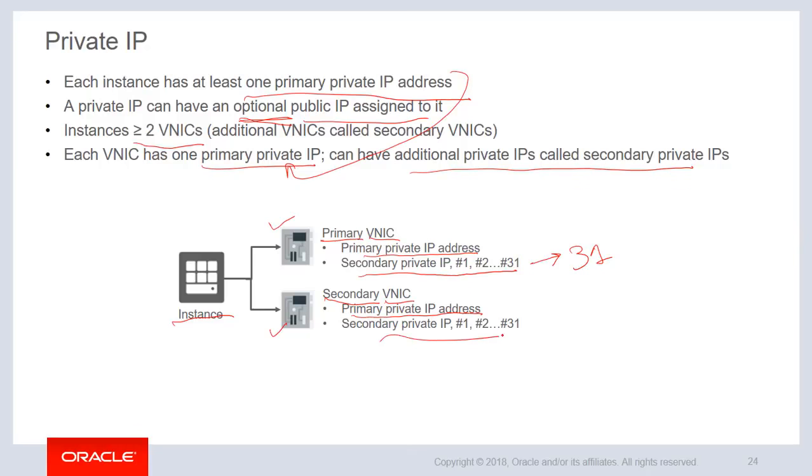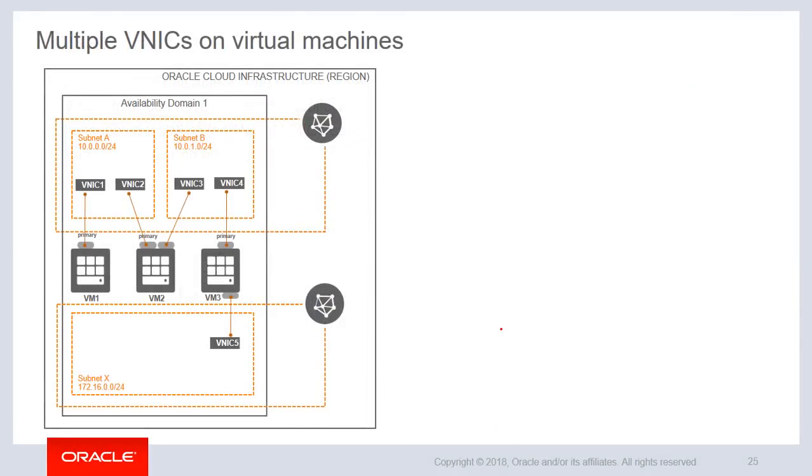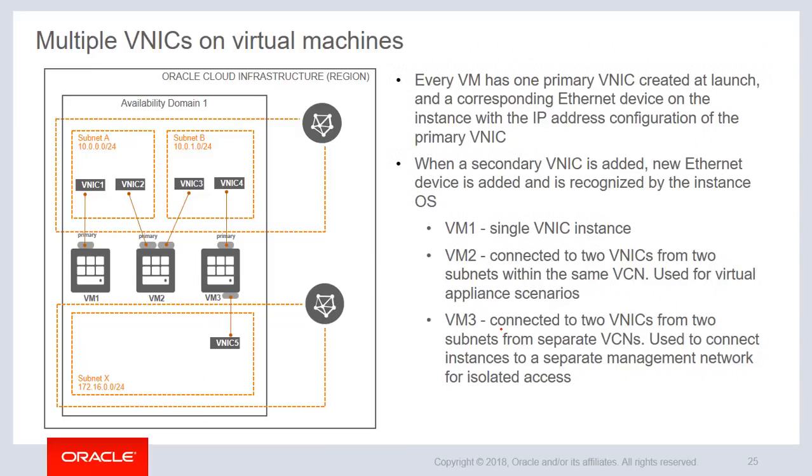So what's the use of all these various network interface cards and secondary private IP addresses? Let's look into some of these scenarios. As we discussed, every VM has one primary VNIC which is created at launch, and a corresponding Ethernet device on the instance with the IP address configuration of the primary VNIC. So if you see this particular host here, it has a VNIC which is created when you launch the instance. When a secondary VNIC is added, a new Ethernet device is added and is recognized by the instance operating system.